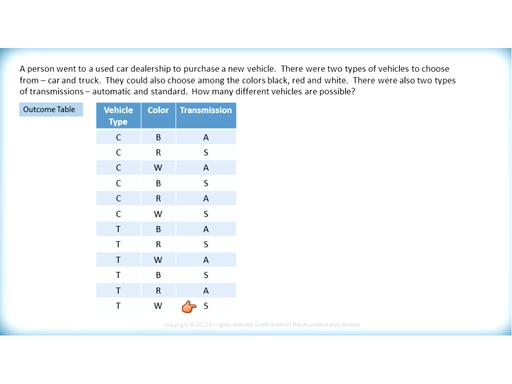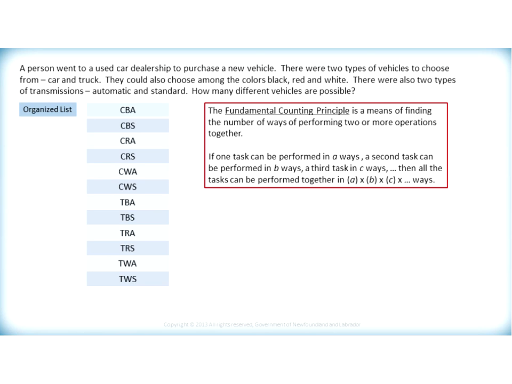As well, we can use an organized list. We begin with C to represent the car, B to represent the color black, and two choices, the automatic or standard transmission. So CBA represents a car that is black with an automatic transmission. Lastly, we could have a truck that is white with a standard transmission. So you can organize the information in the list.